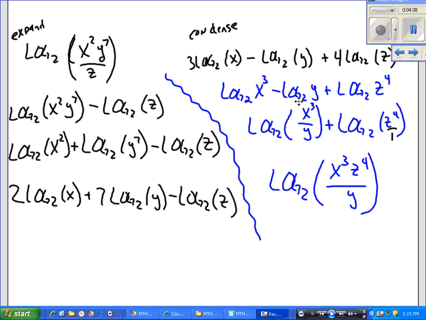So with the subtraction, this would be the log base 2 of x cubed divided by y. And then we still have the plus log base 2 of z to the 4th to take care of. Because it's addition, this would be a multiplication problem when we combine the 2 logs into a single log. And then x cubed over y times z to the 4th, and you can put it over 1 if you like, would multiply together to give us x cubed z to the 4th all over y.